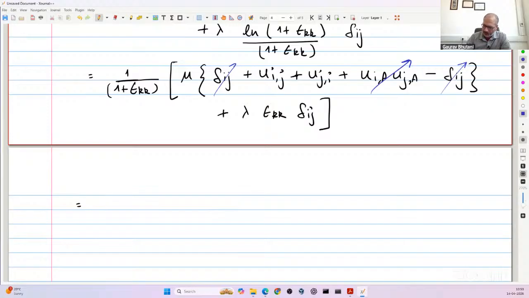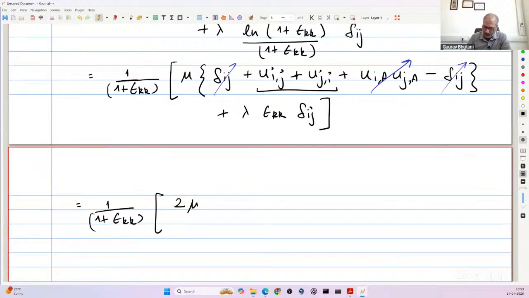right? Let's write the simplified expression. 1 upon 1 plus epsilon kk times mu. And now what is this? This is twice epsilon ij from the definition of infinitesimal strain tensor. So this becomes twice mu epsilon ij plus lambda epsilon kk delta ij. And again, now in the final step, what you see is that you're left with a 1 plus epsilon kk.